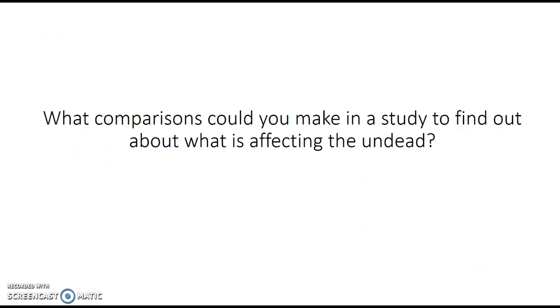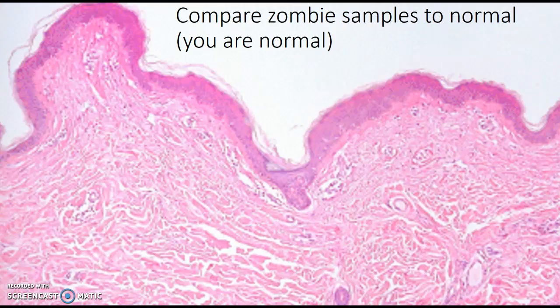So comparisons that you might make in a study to find out what is affecting the undead. For the purposes of your study, you are the most reliable sample of a normal individual. So you're going to want to look at how your biological structures and behaviors match up to those of zombies. So you might think about cellular structures. This is a picture showing a microscope image of stained human tissue, looking at skin layers and then the layers underneath the skin. So this is a normal image.